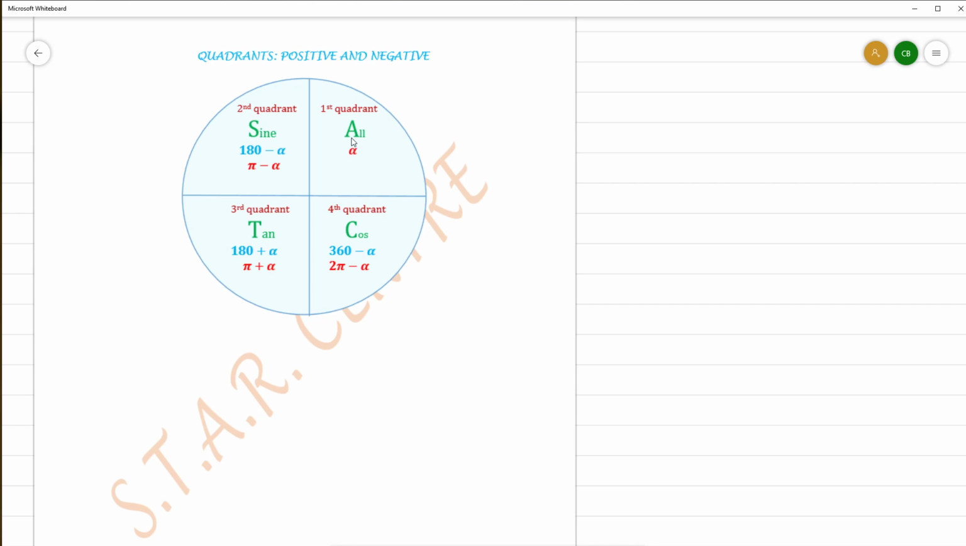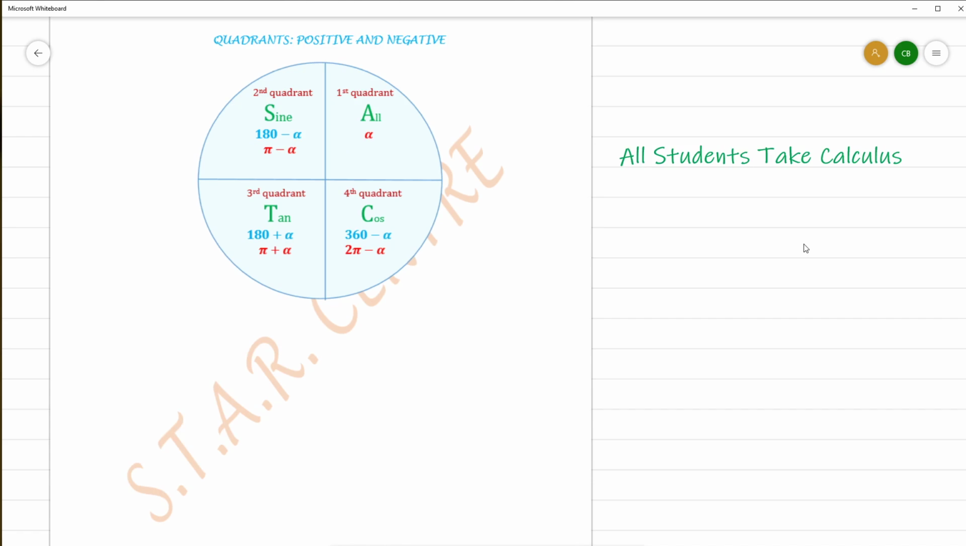So we need to remember A, S, T, C in an anti-clockwise direction. We can use any phrase that can help us to remember this. So for example, all students take calculus, or even all students take chemistry, or any other phrase that can help you to remember the order of the letters A, S, T, C.